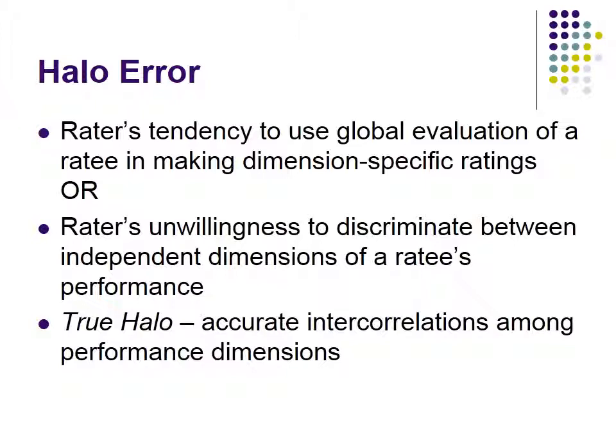Now, the problem with halo error is there is such a thing as true halo, and it's trying to identify when you've got halo error, where someone is being rated highly across the board because generally they're thought of positively, compared to true halo, where someone's being rated highly in all dimensions because they are legitimately, accurately good amongst all those dimensions. And there is research that shows there's usually fairly high intercorrelations between performance dimensions. You do find some people have strengths and weaknesses, but usually your top performers are pretty good at most of the aspects of their job, and your bottom performers are likewise poor at most of the aspects of their job.